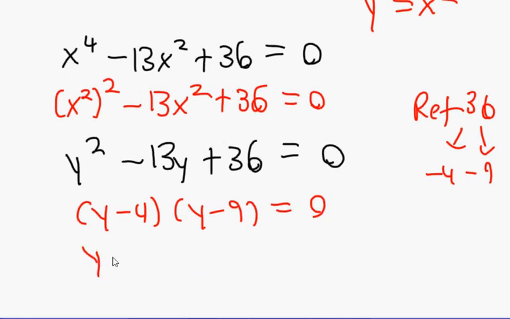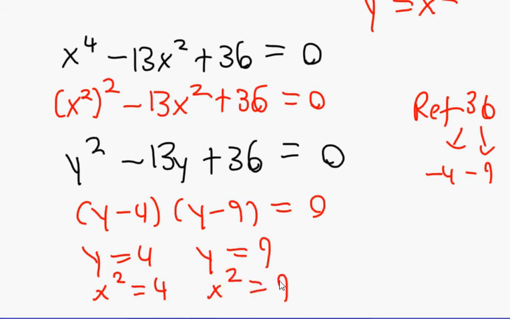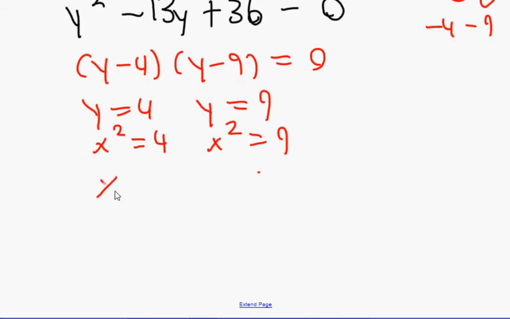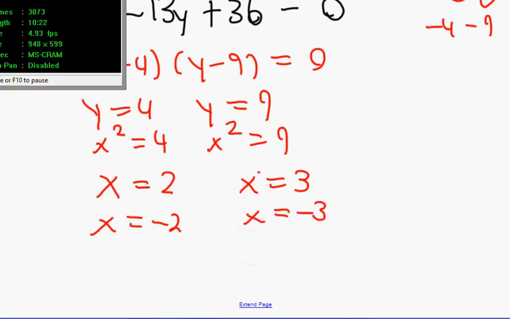What you're going to get next is y equals 4 and y equals 9. Therefore, x squared equals 4, or x squared equals 9. Please remember, when you square root 4, there's two answers. The first answer is 2. What's the second answer? Minus 2. Oh, sorry. X equals 2 and x equals minus 2. And on the other side, it's x equals 3 and x equals minus 3. Okay, guys.